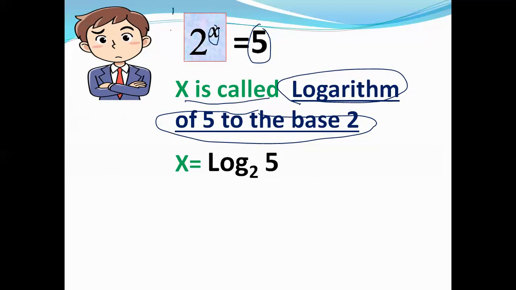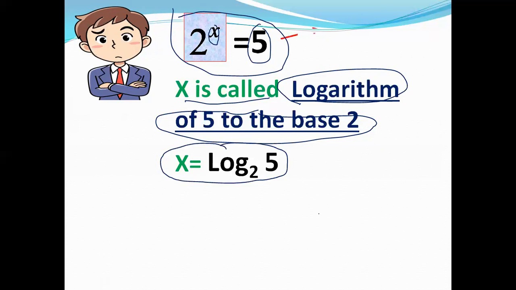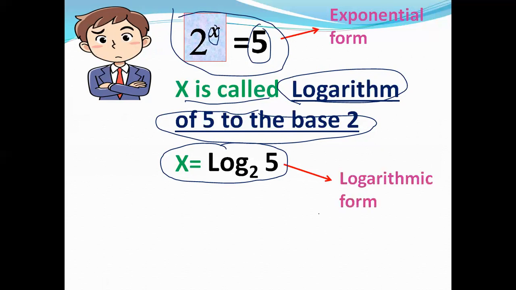If you observe, this is called exponential form. This we say is logarithmic form. So this is exponential form, this is logarithmic form. And these two forms are very, very important, and the conversion from exponential form to logarithmic form, and similarly from logarithmic form to exponential form, is very, very important.